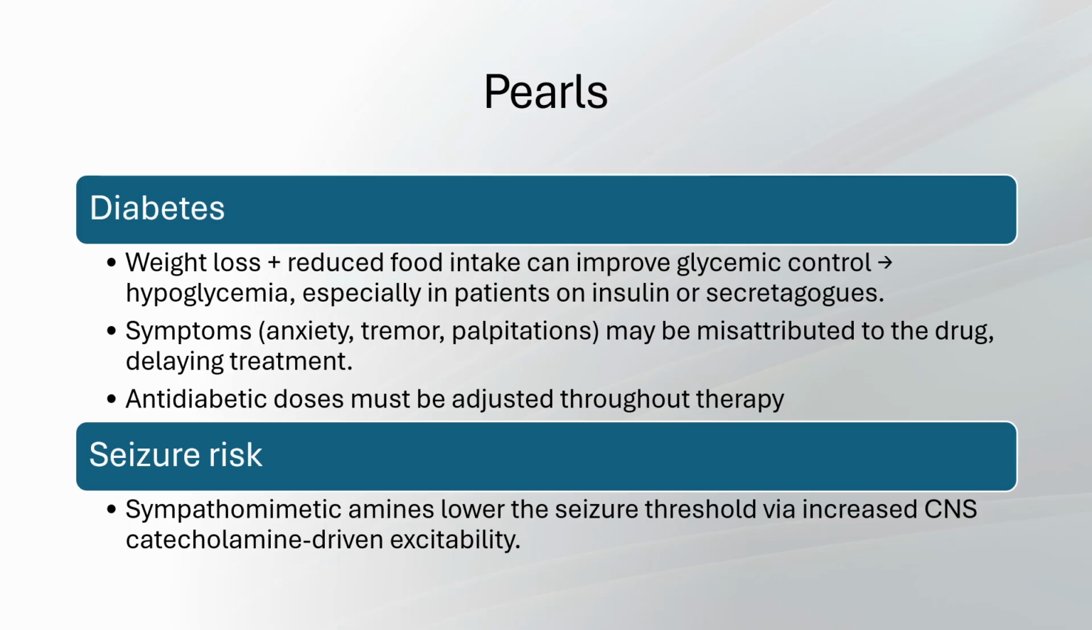The symptoms of low blood sugar, such as anxiety, tremor, and palpitations, can also be mistaken by the patient as side effects of the medication instead of being recognized as hypoglycemic effects, delaying treatment. This is why it's important for anti-diabetic medications to be adjusted accordingly throughout the treatment. These medications can also lower the seizure threshold by increasing central nervous system excitability via increases in catecholamine activity.